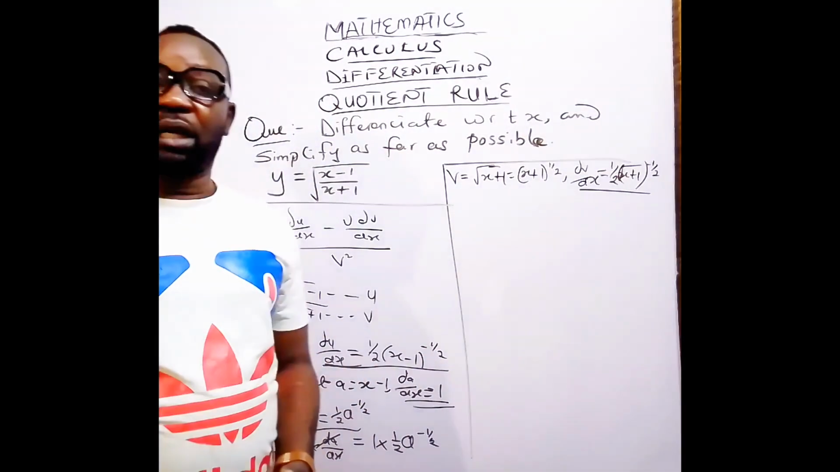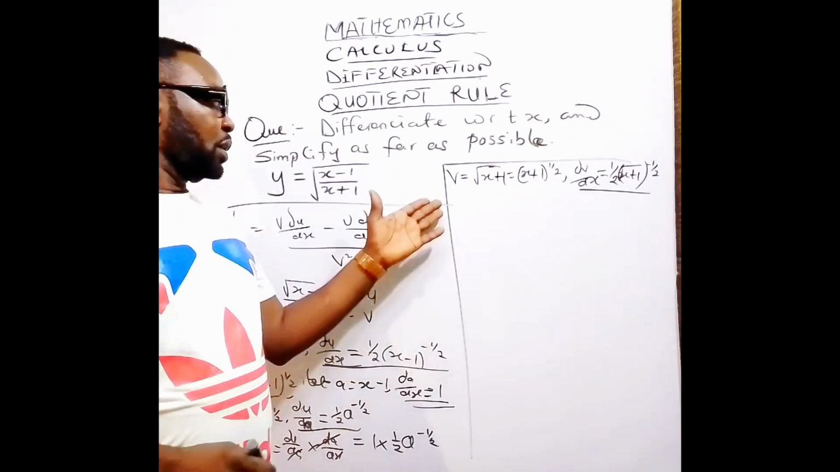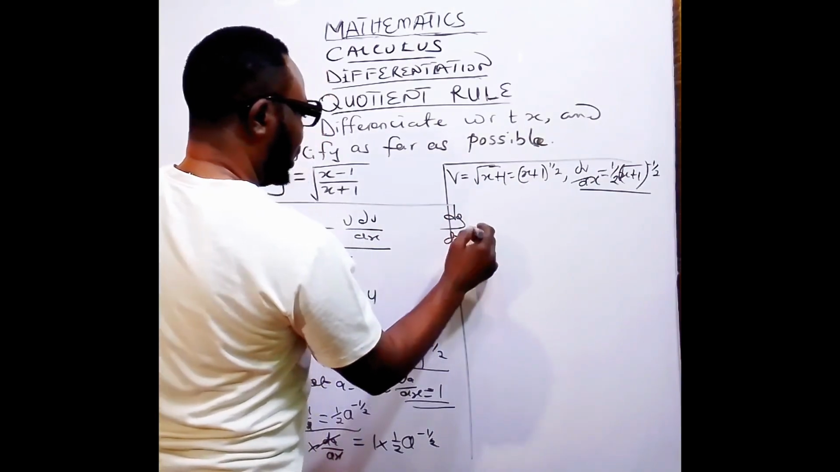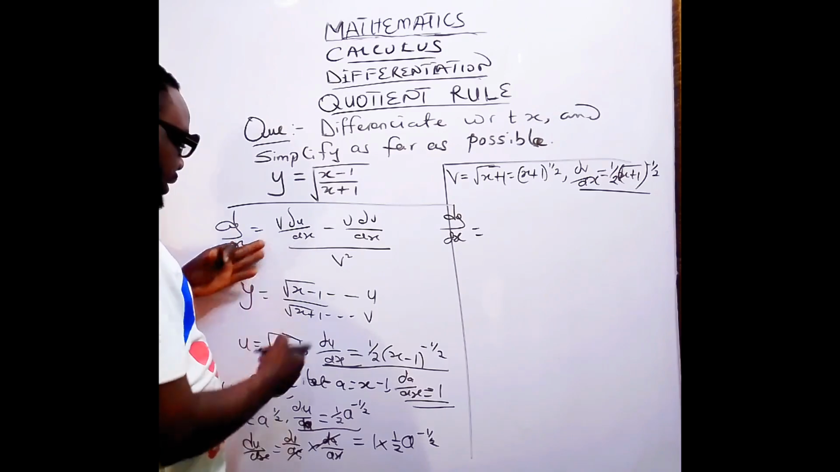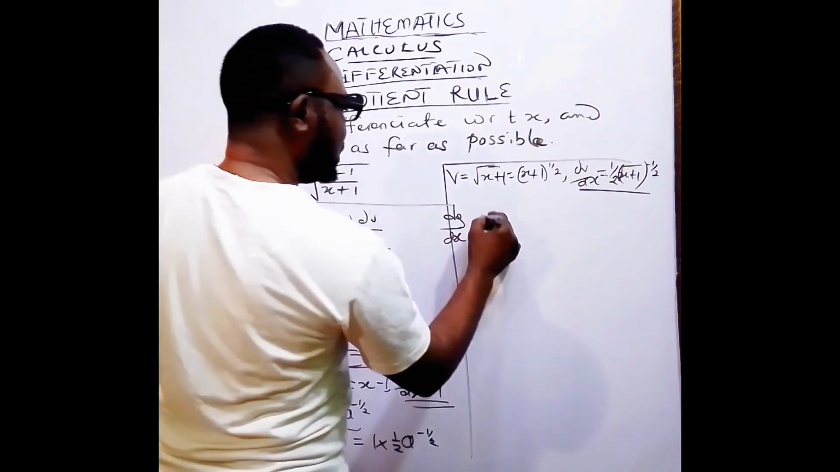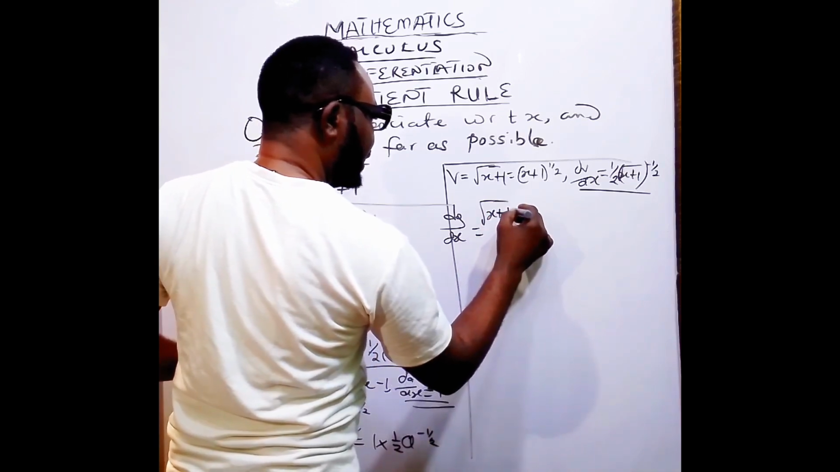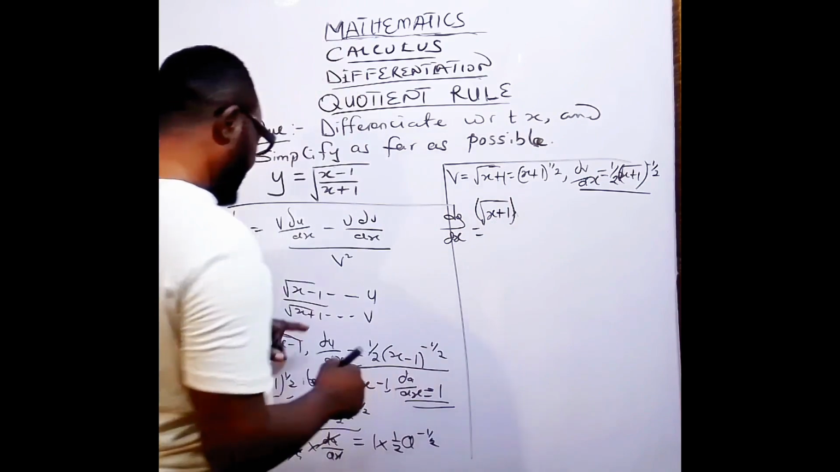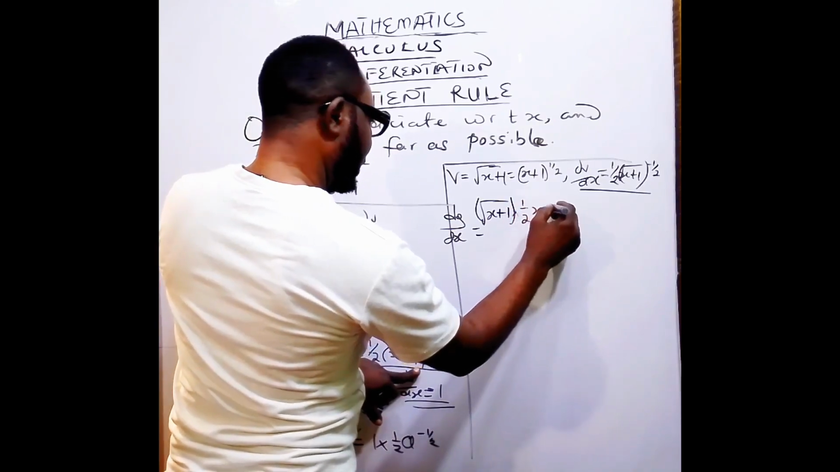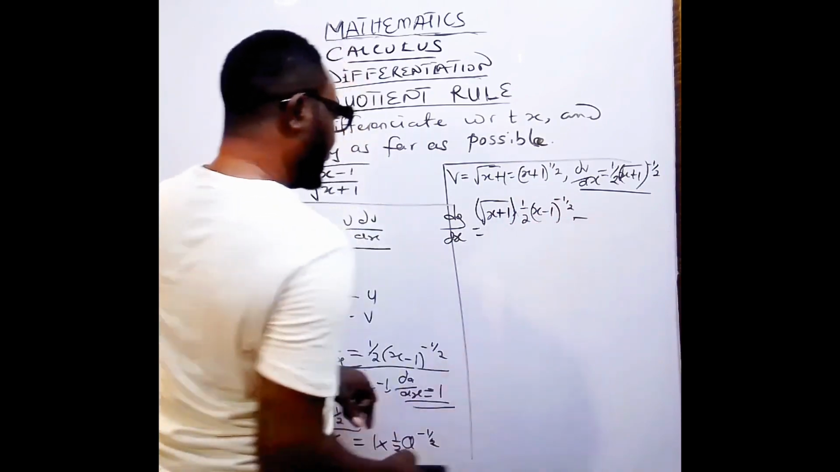Then I think I can now insert the values into dy/dx in the information we have. The dy/dx now, according to what we have here, is going to be v du/dx. What's the value of my v? v is root x plus 1, multiplied by, put it in bracket, du/dx, which don't forget is half x minus 1 raised to the power of minus half.